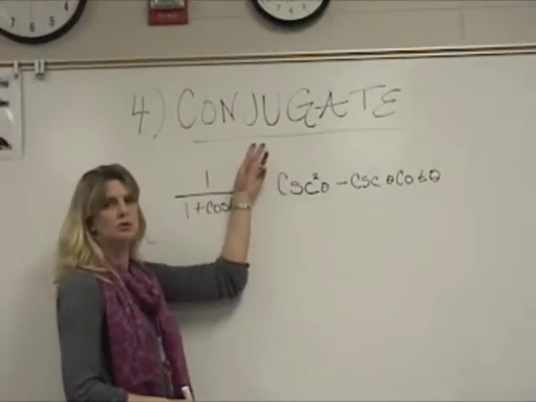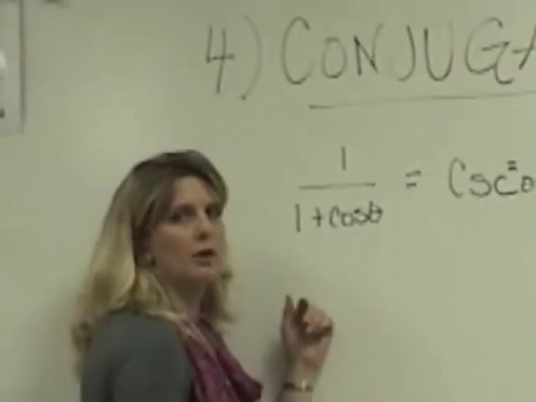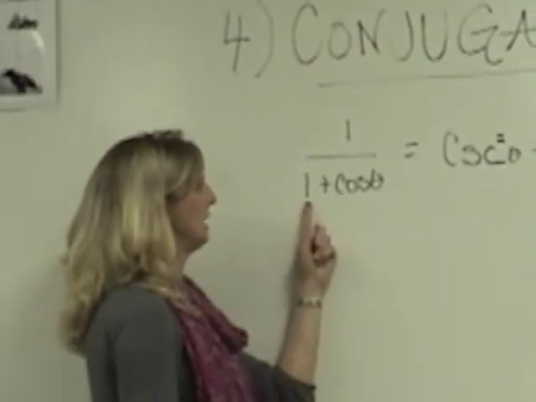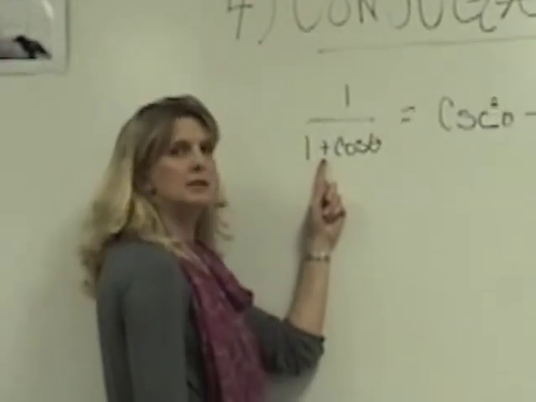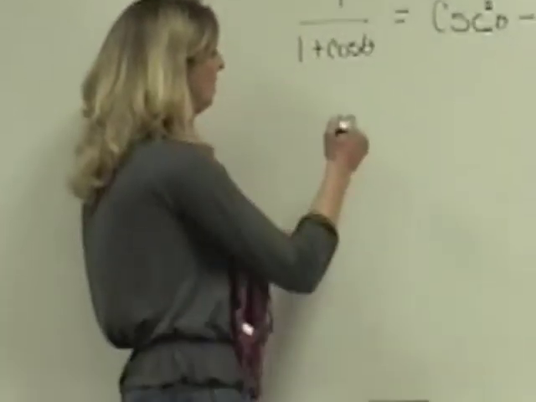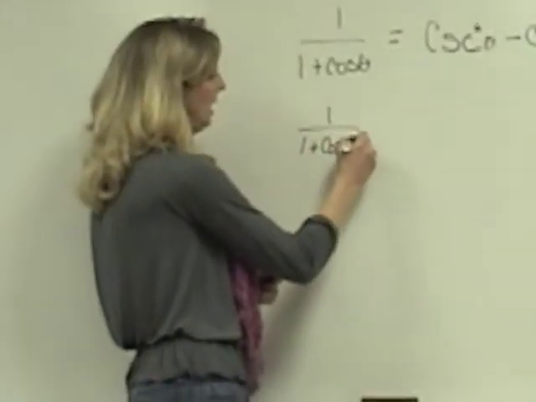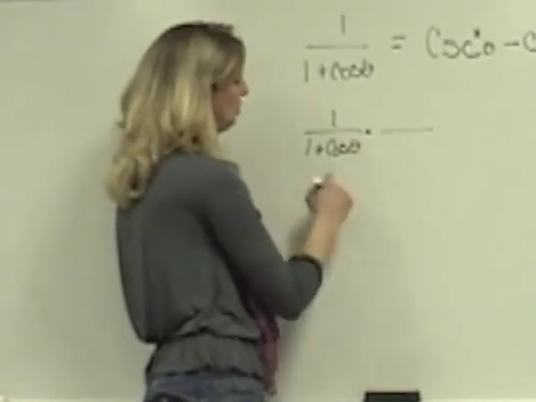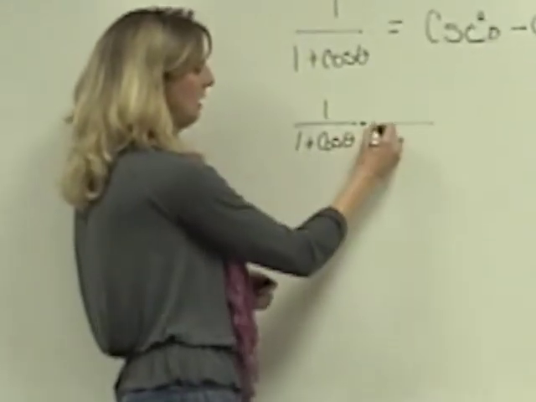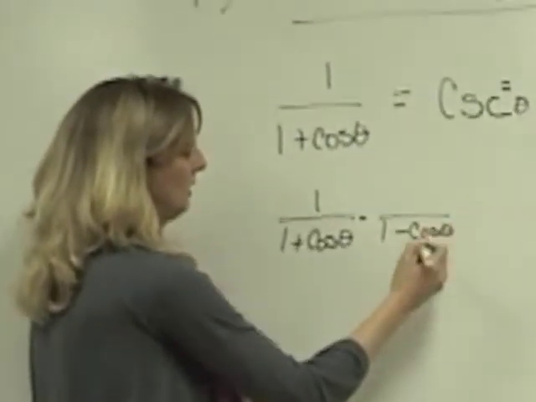This time we'll use the strategy of multiplying by the conjugate. If you recall, the conjugate of a binomial has the same terms, but has a different operation. The plus will change to a minus. So I'm going to take the fraction and multiply it by its conjugate. 1 plus cosine theta turns to 1 minus cosine theta.